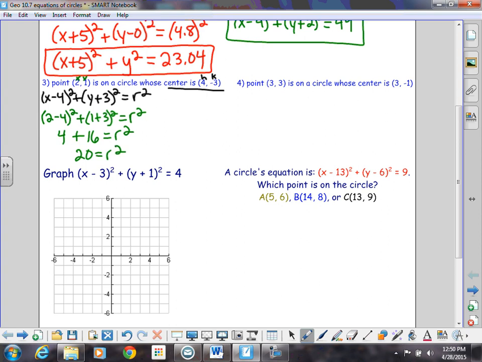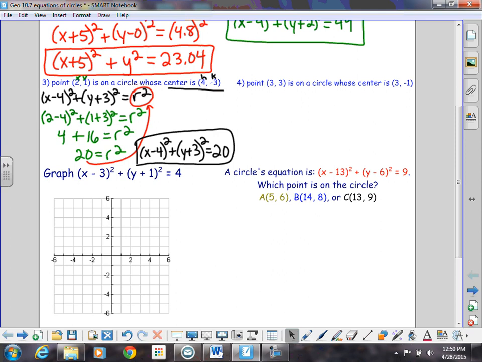Now notice I don't need to figure out what r is. In my equation, I need an r squared, don't I? So I'm just going to plug 20 into my r squared. So when I rewrite my equation, it's going to look like this. X minus 4 squared plus y plus 3 squared equals 20. And that's my final answer. So that one took a little bit more work, but not too bad. So let's do another one like that.